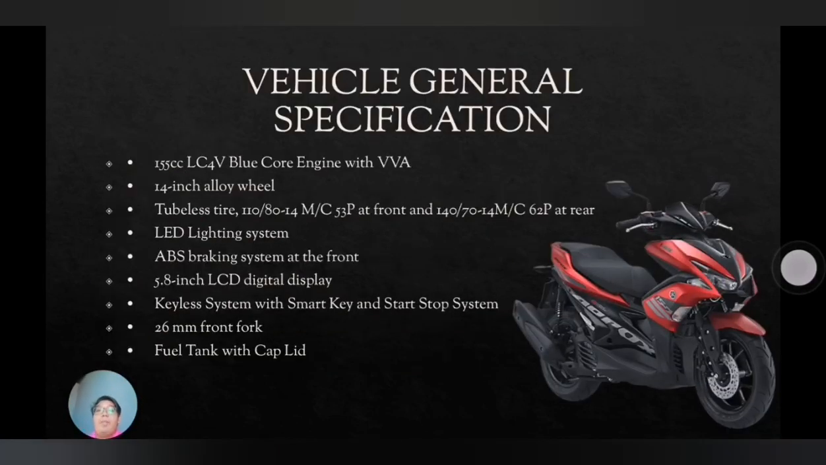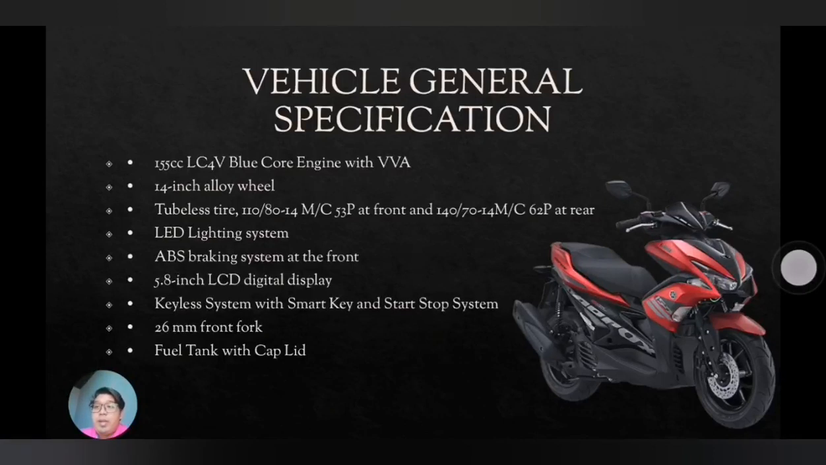Then I'm going to talk about the vehicle general specification that I've chosen. The vehicle that I've chosen is a Yamaha NVX 155. It has a 155cc LC4V Blue Core engine with VVA, variable valve actuation. It has alloy wheels, tubeless tires, 110/80 at the front and 140/70 at the rear. It also has an LED lighting system.